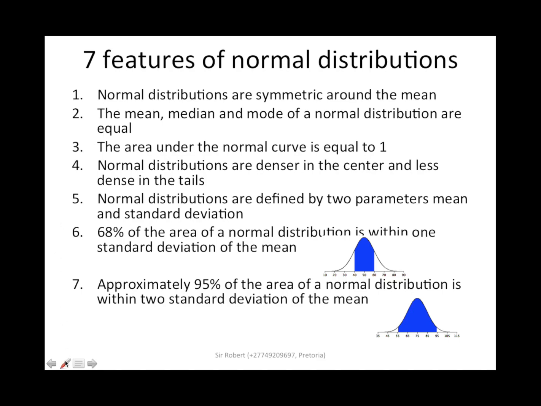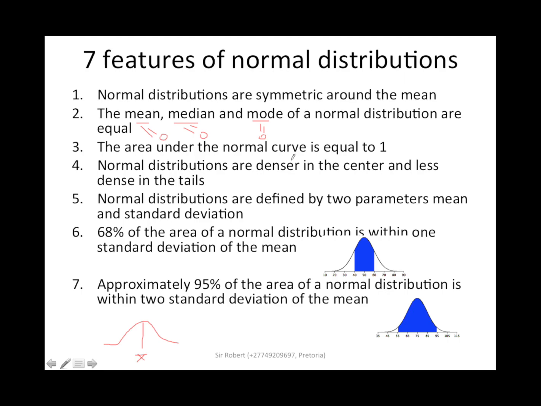Number 1, normal distributions are symmetric around the mean. You can draw the usual symbol for a normal distribution like that, where the middle part is your mean. They are symmetric, which means the mean, the middle point, divides them into 2 equal parts. The mean, median and mode of a normal distribution are equal. We discussed mean, median and mode in the previous chapters. For a standardized normal distribution, your mean is 0, your median is 0, and your mode is 0.